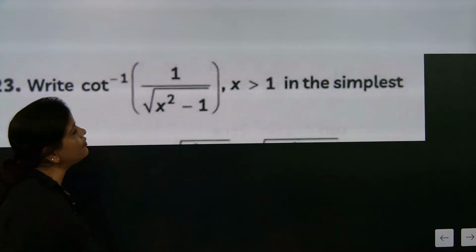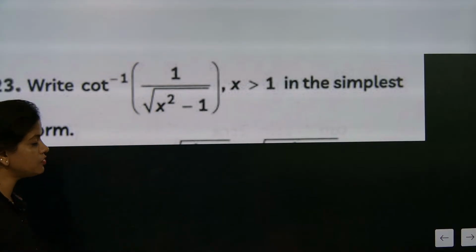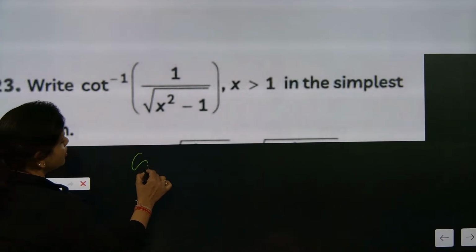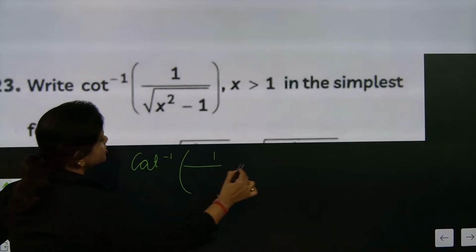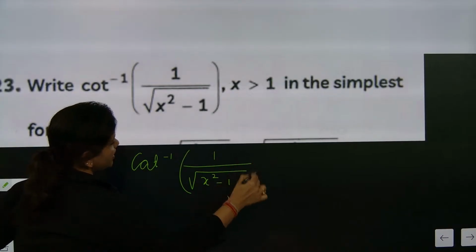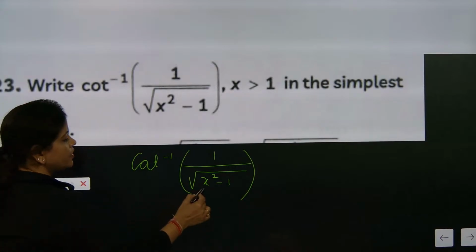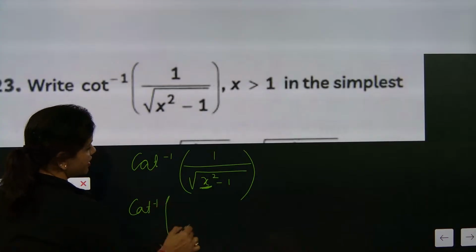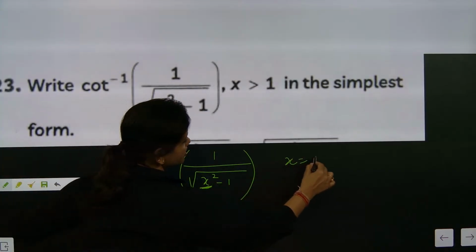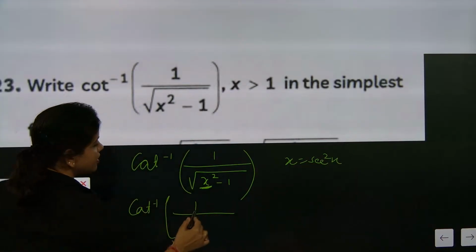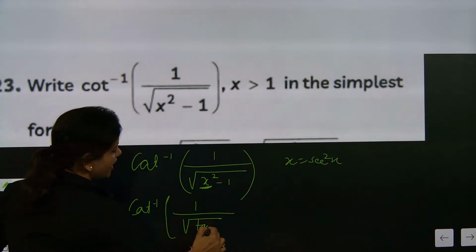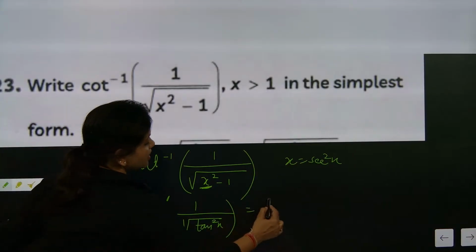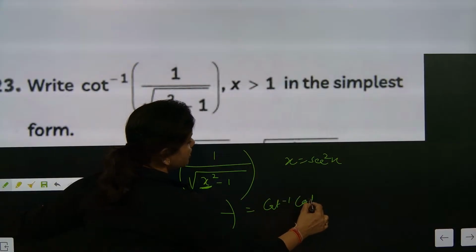See, simplest form means you have to resolve it. How are we going to resolve it? Just check this one out. One simple thing I am doing will give the explanation. Now look here, cot inverse of root under x square minus 1. One thing we will do: write x as secant square. Remember, if we take x as secant square theta, then secant square theta minus 1 becomes tan square theta. So tan square and the root cancel, and it becomes cot inverse cot theta.